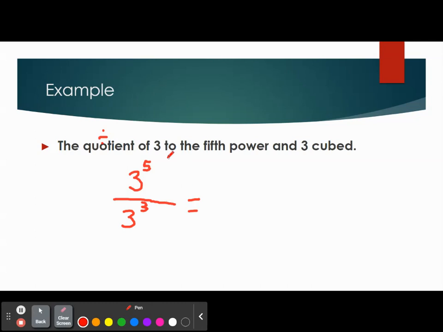Alright, Daniel, what do I do with my exponents? You're going to subtract. Alex, what's 5 minus 3? 2. So you're going to do 3 squared. Gavin, what's 3 squared? 9. And there you go.